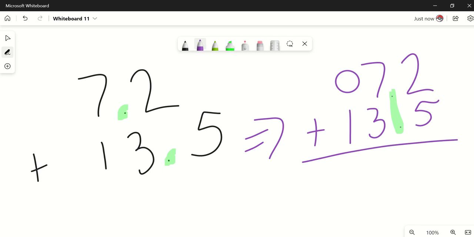This will get you the correct place value. The correct answer for this would be 2 plus 5 is 7, bring down the decimal. 7 plus 3 would be 10, carry the 1. And 1 plus 0 plus 1 would be 2, 20.7.